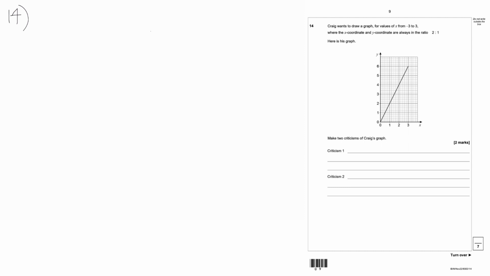So we're going to make 2 criticisms of the graph he has drawn here. Number 1, well, we can see here that the graph only goes from x equals 0 to x equals 3. So it hasn't included the full range of -3 to 3. And if we look here, for every unit change in x, we have a change in y of 2. So this would be a gradient of 2, not a gradient of a half.